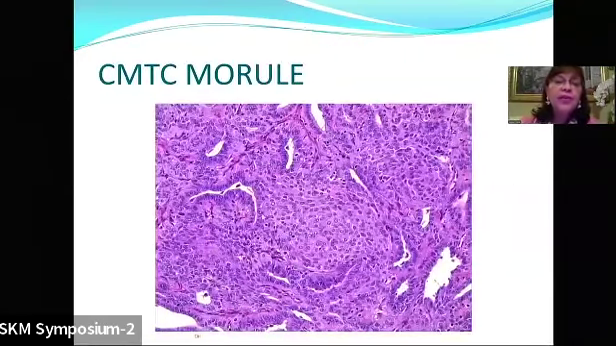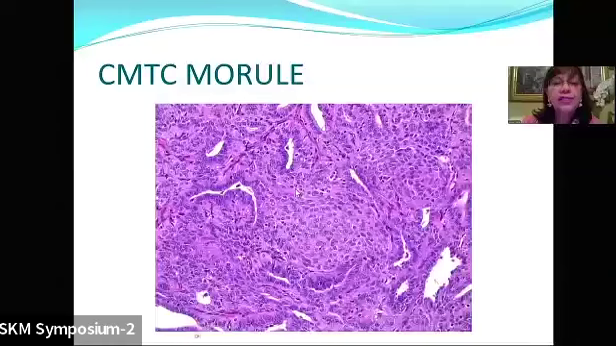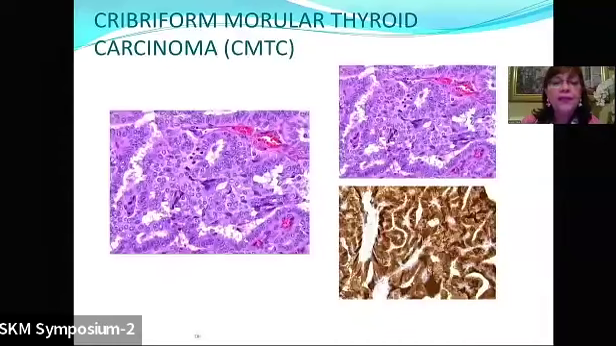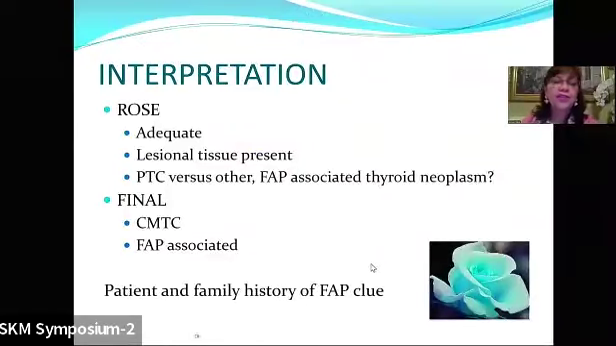Here's an example where you can see these tumor cells. These are those squamoid morules that you can see here. Notice the absence of colloid. Okay. Sometimes you can see a cribriform pattern, squamous morules, and beta-catenin shows strong nuclear and cytoplasmic positivity.